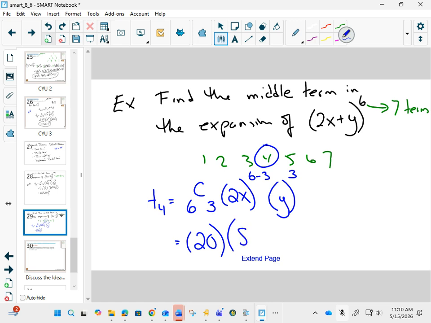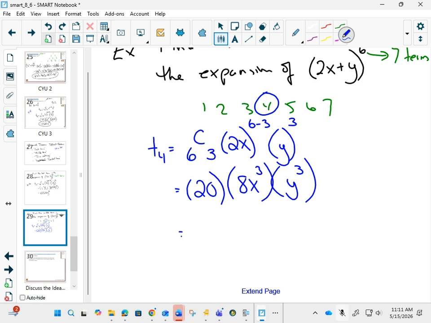2 to the 3 would be 8x to the 3. Again, do each of them separately to simplify first. And then we can multiply this together. 20 times 8, 160. What do we have for variables? We have an x cubed, y cubed. There's our middle term 4.